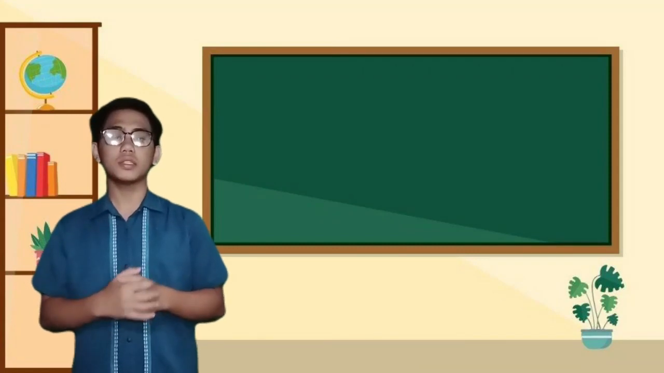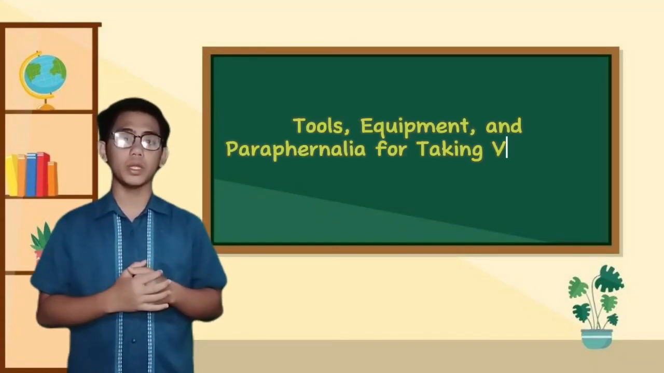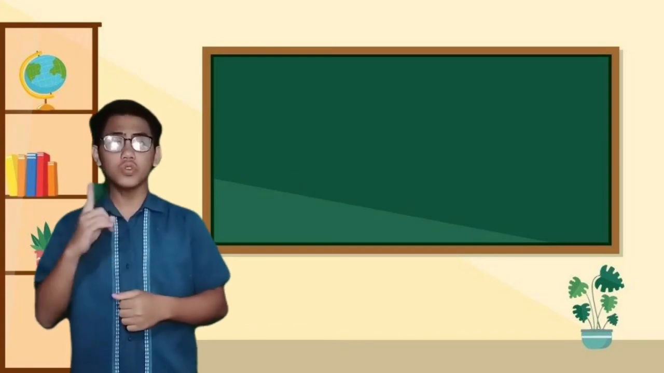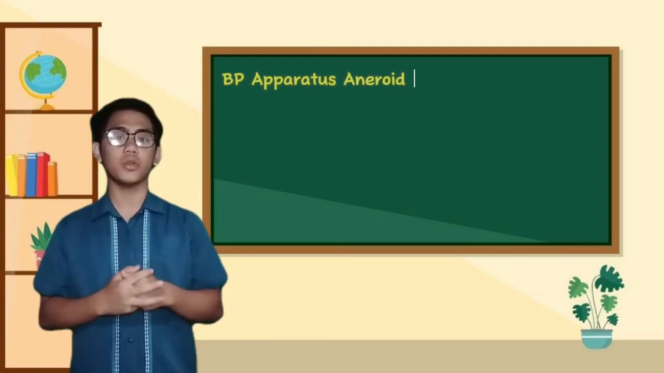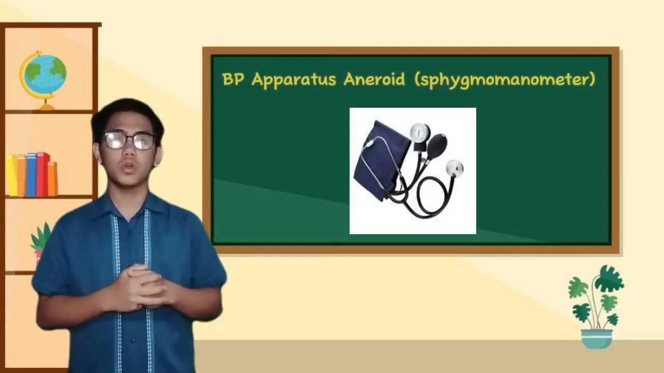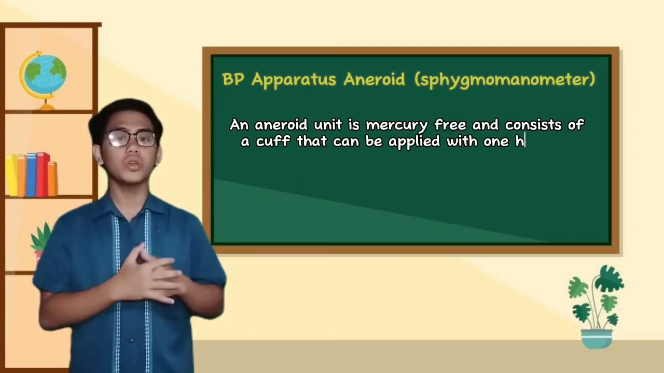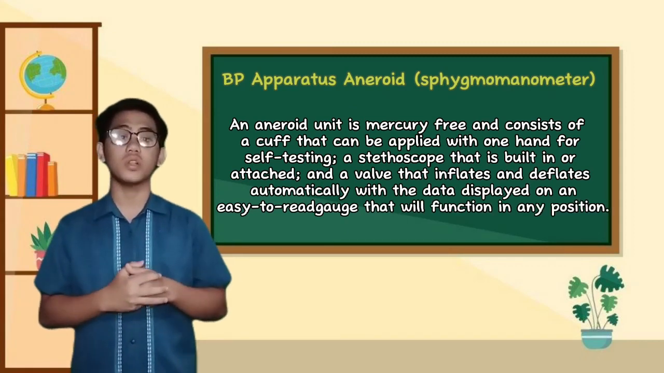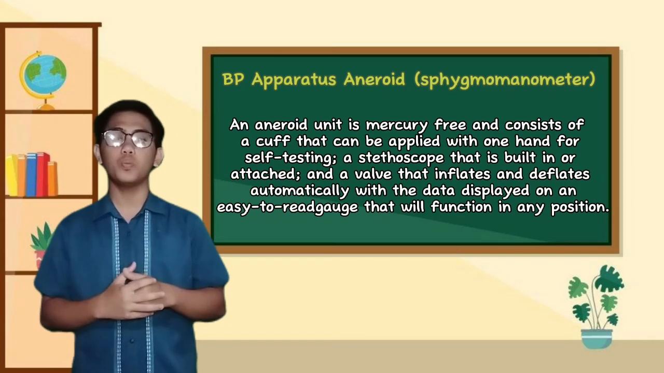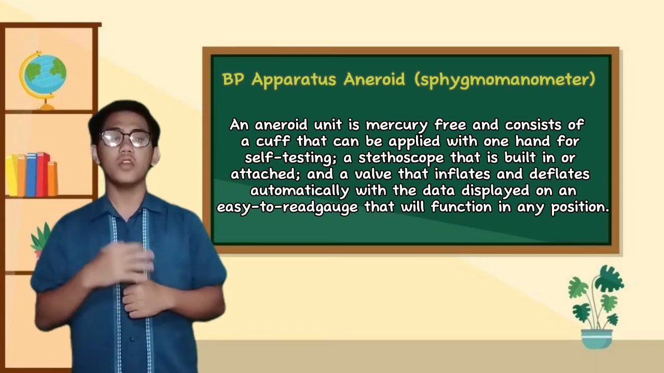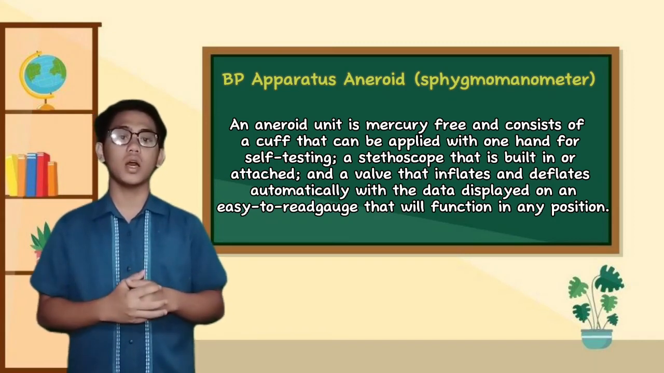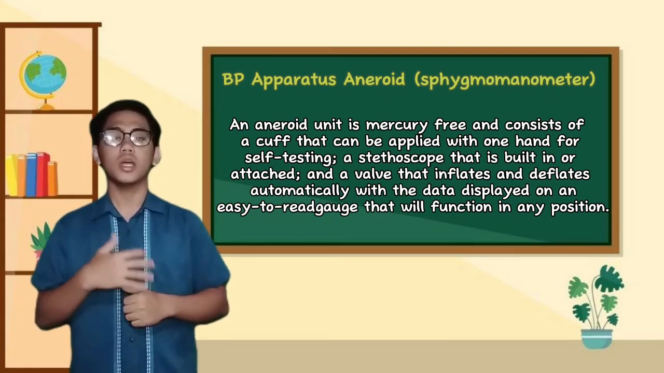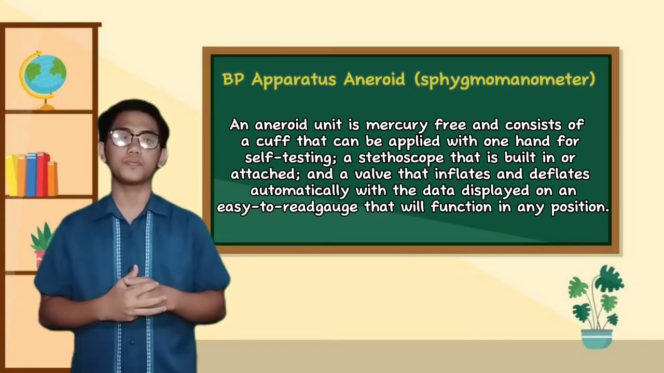Okay, next, let us discuss the different tools, equipment, and paraphernalia for taking vital signs. So first, we have the BP apparatus aneroid sphygmomanometer. So an aneroid unit is mercury-free and consists of a cuff that can be applied with one hand for self-testing. A stethoscope that is built in or attached and valve that inflates and deflates automatically with the data displayed on an easy-to-read gauge that will function in any position.